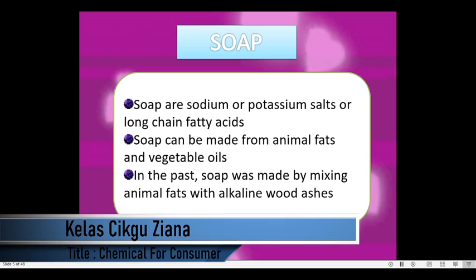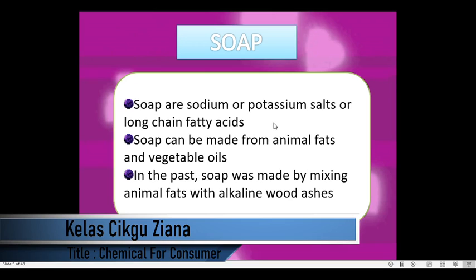Okay, what actually is soap? Soap are sodium or potassium salt of long chain fatty acid. Soap can be made from animal fat and vegetable oil. In the past, soap was made by mixing animal fat with alkaline wood ash. Pada zaman dulu, orang dulu menggunakan lemak haiwan dicampurkan dengan debu ataupun arang kayu yang bersifat alkali. Sebenarnya soap ni adalah daripada sodium atau potassium salt.